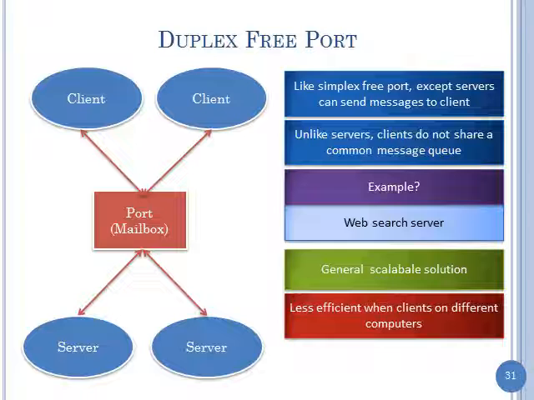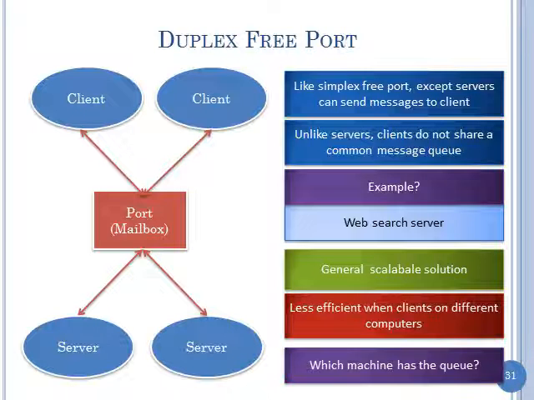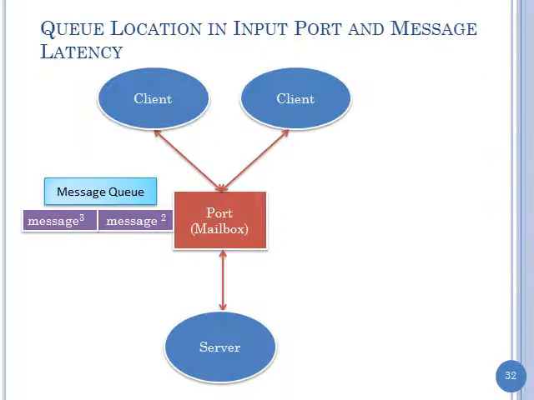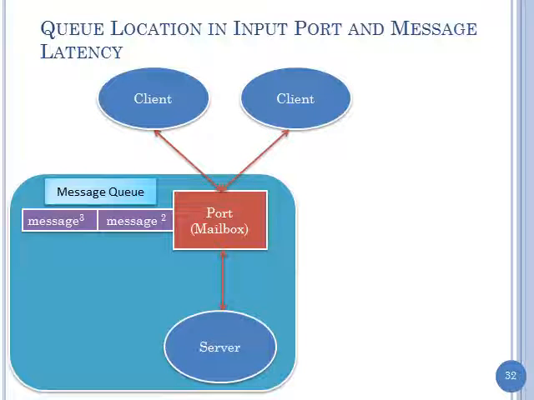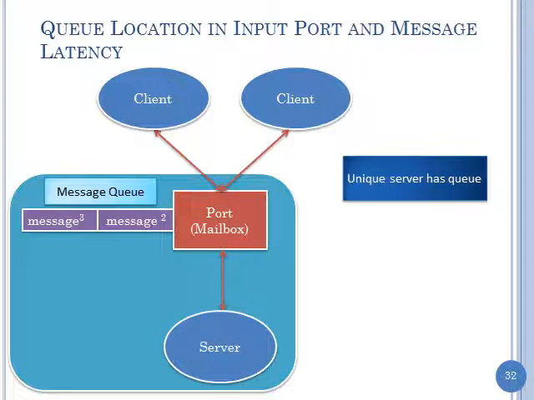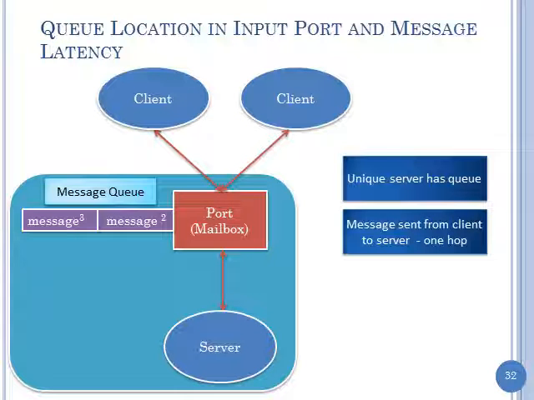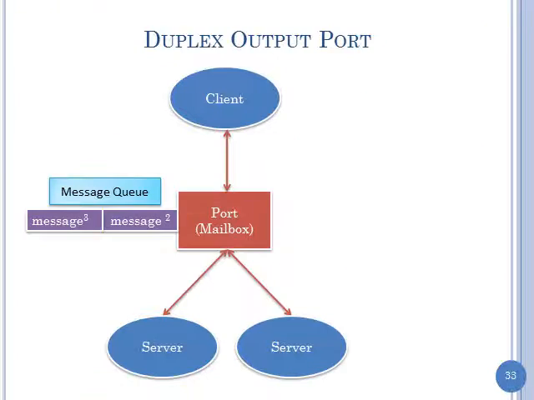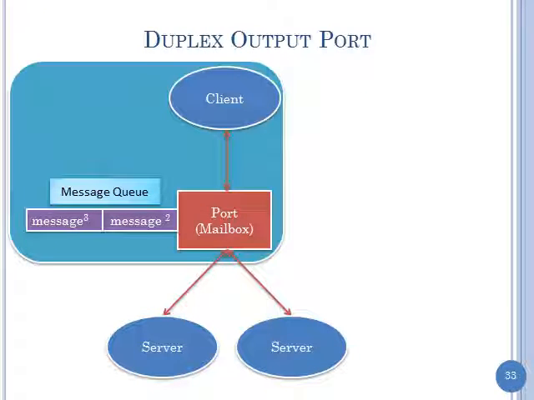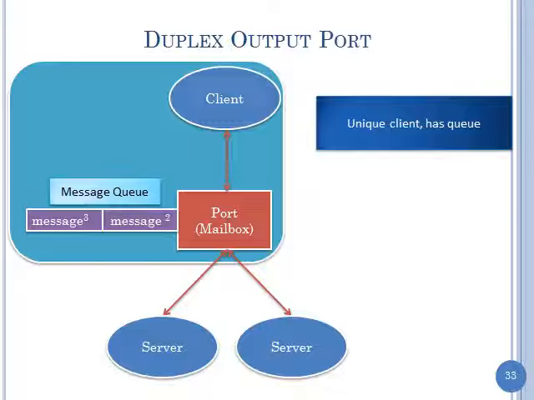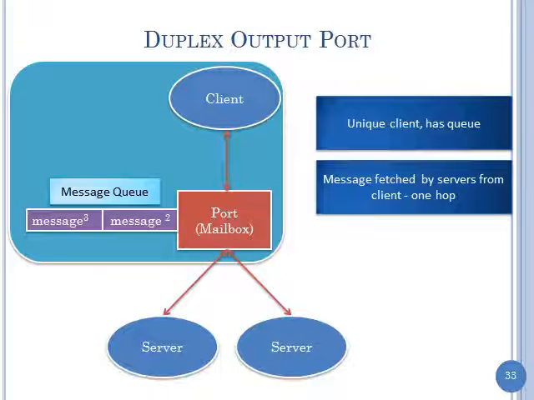Okay. So let's talk about which machine has the queue. I'm going to answer the question that you guys were posing to me. In the case of input port, there is a distinguished server, multiple clients, so here goes the queue. And so a message sent from client to server, there's one hop. In the case of output port, that's your distinguished machine, and maybe the server just blocks and gets back a return. So there's only one hop.